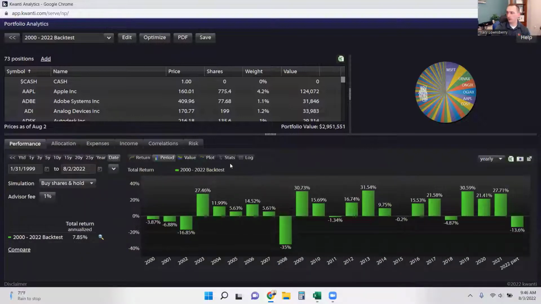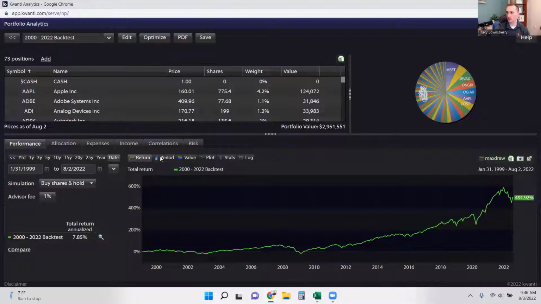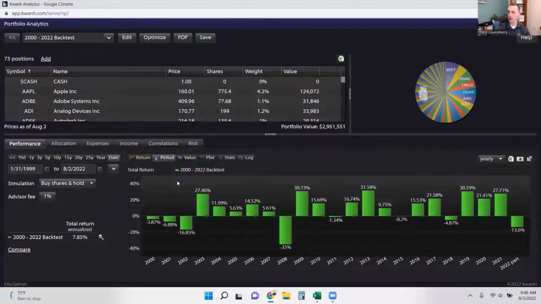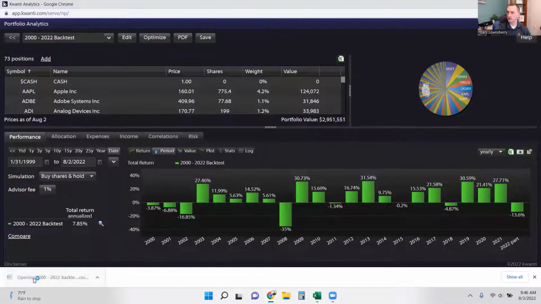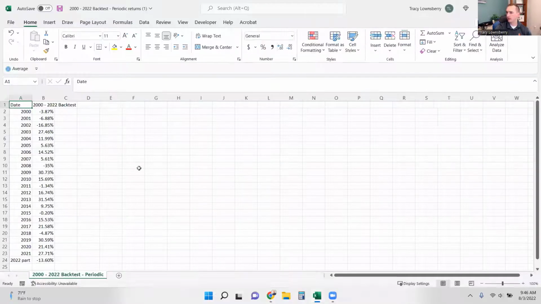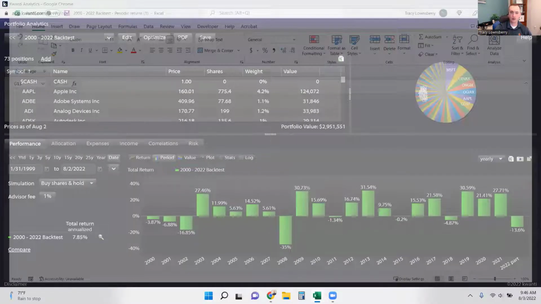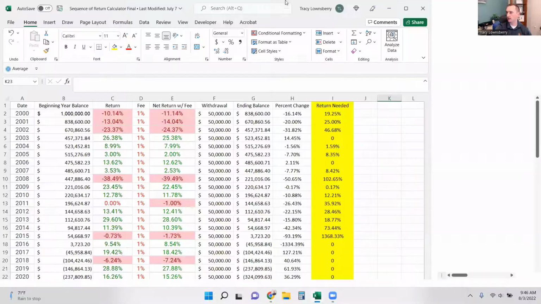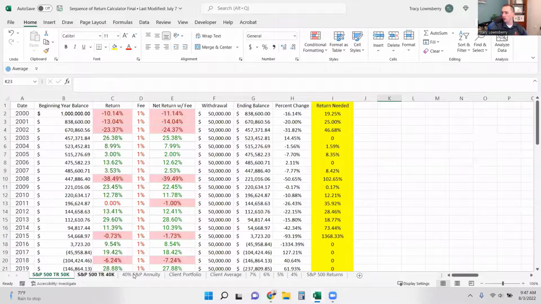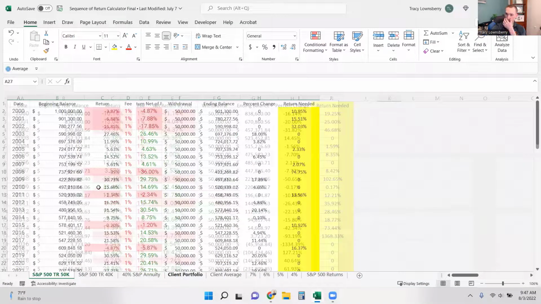So this is really all we're looking for. You can look at your total return and then you go to period, okay? Once you click on period, you make sure that it's on yearly, and then you hit this Excel. This is going to download those returns in Excel, and this is what it's going to look like. Okay, so what I'm doing is I'm taking this and copying all of it, and I'm pasting it into our Excel document, which looks like this. So I'm going to go ahead and paste it here.